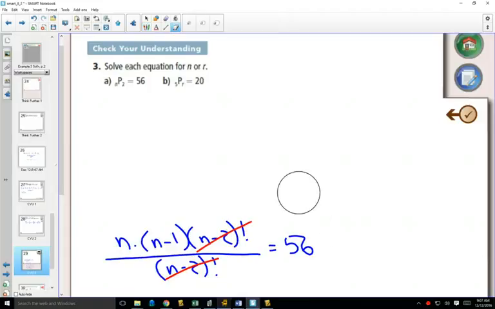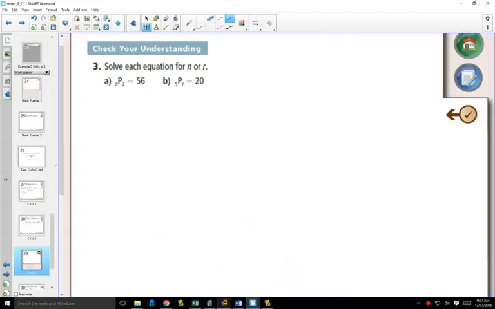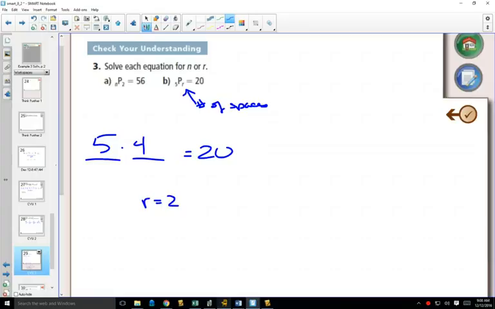I guess I could probably invent something somewhat algebraic to do part B. But part B says 5Pr is equal to 20. And if r is the number of spaces, and it has to equal 20, is 1 space enough? No. Is 2 spaces enough? Yeah. So r is equal to 2.